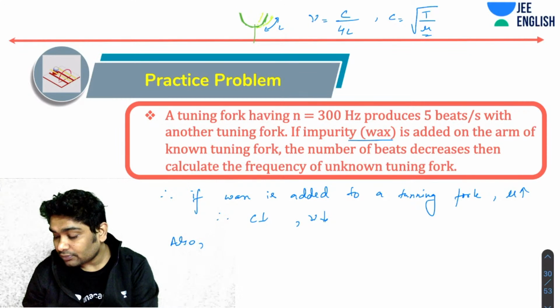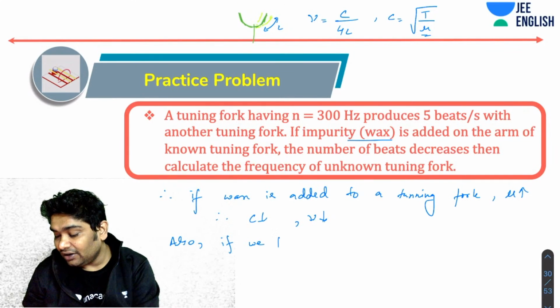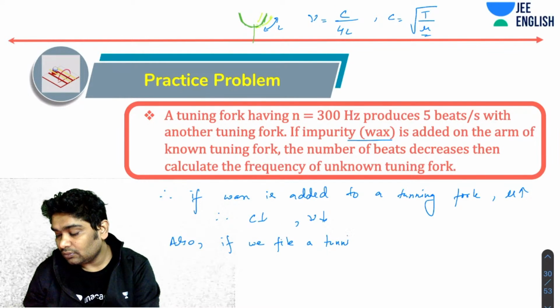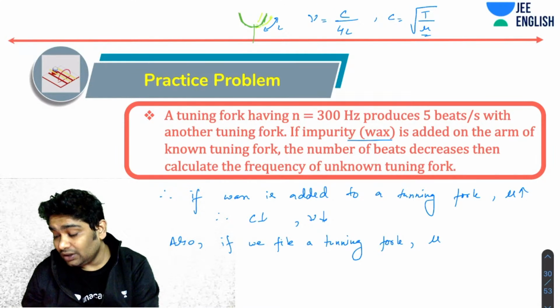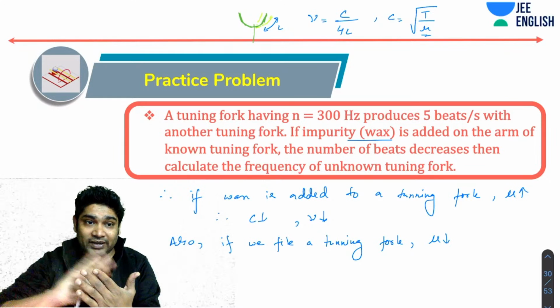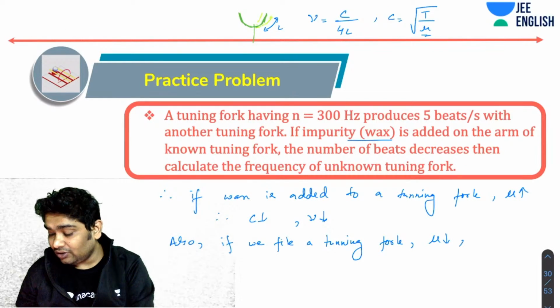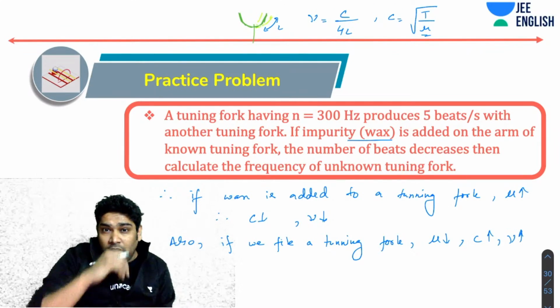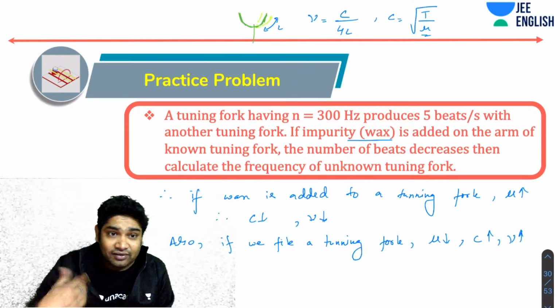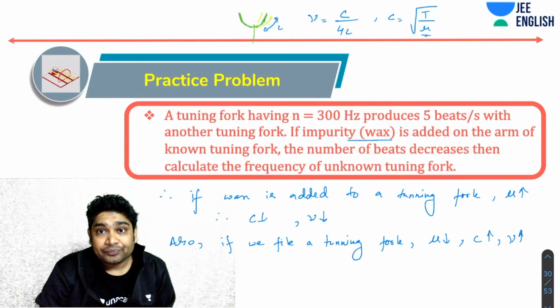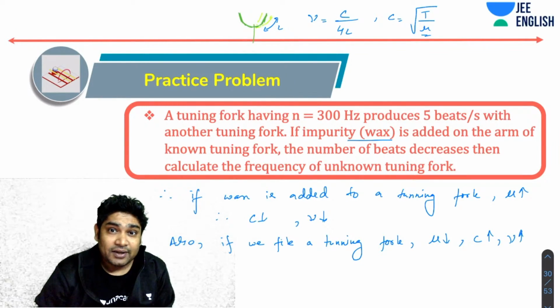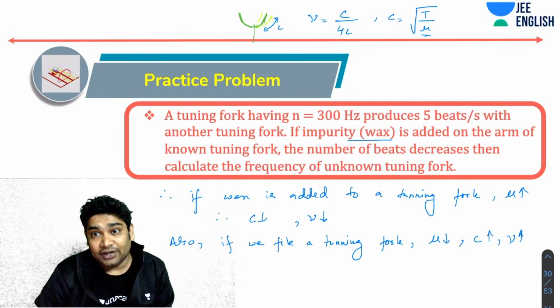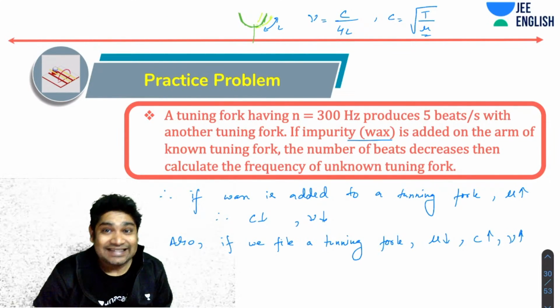Similarly, when you file a tuning fork, mu decreases. Filing is you're making it thinner and thinner, and therefore C increases, and therefore your frequency increases. So those are the effects of filing and wax loading tuning forks. Okay, when you file a tuning fork, its frequency increases. When you wax load a tuning fork, its frequency generally decreases.